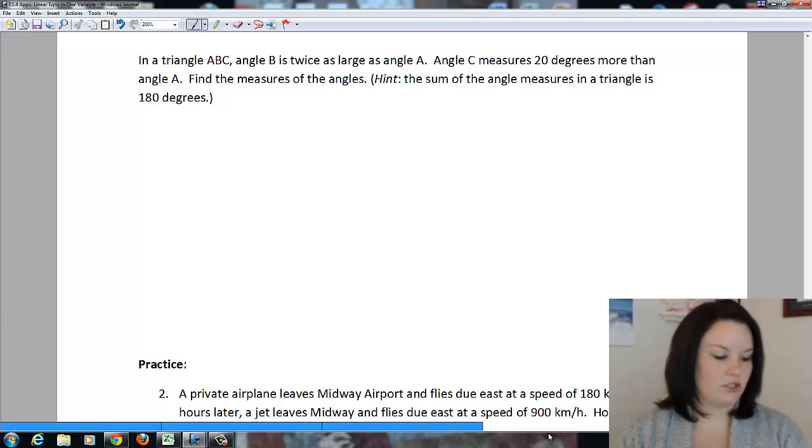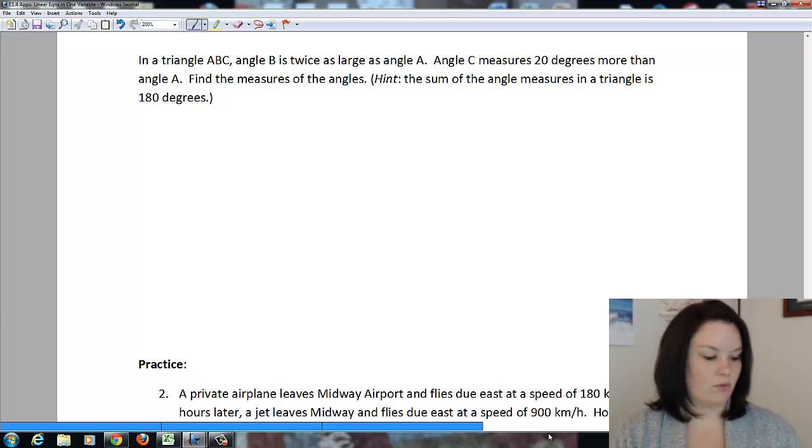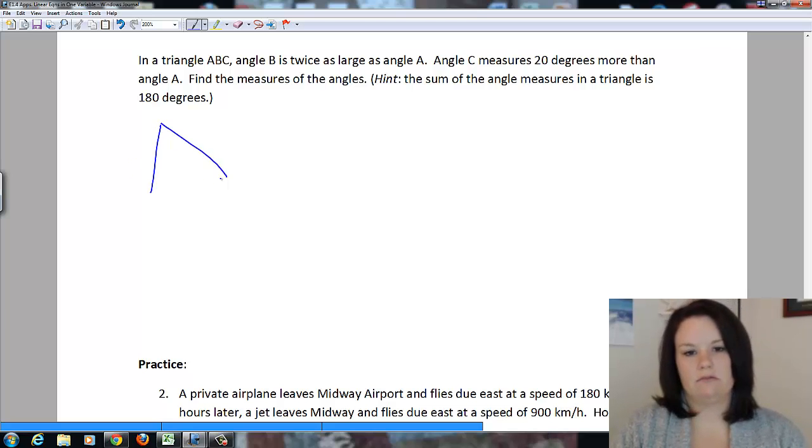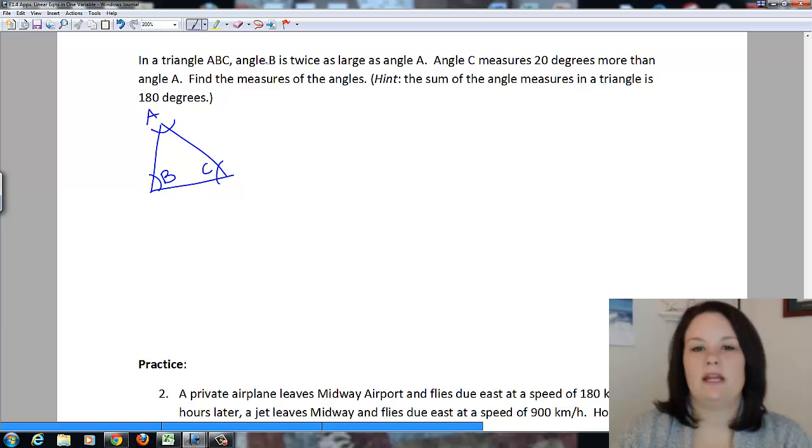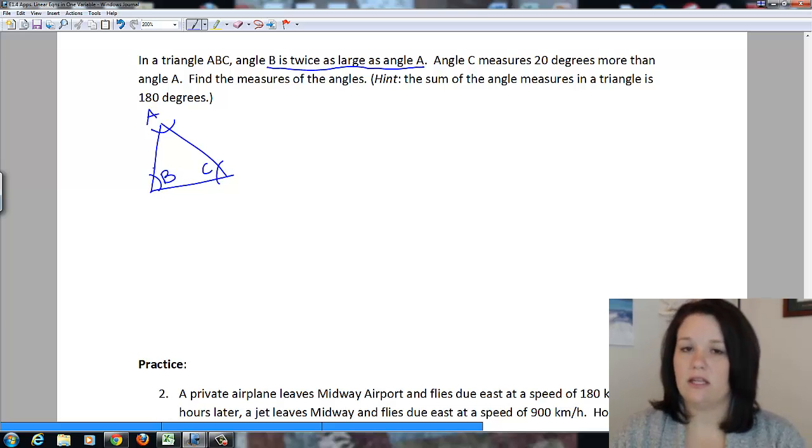So I'm going to draw a picture, and I'm not too concerned with whether or not it's really accurate. Obviously my angles are all going to look the same. So let's call this angle A, angle B, angle C. What they tell me is angle B is twice as large as angle A. So instead of writing a B here, I could represent that one in terms of A. I know it's twice A, so I could write this one as 2A.